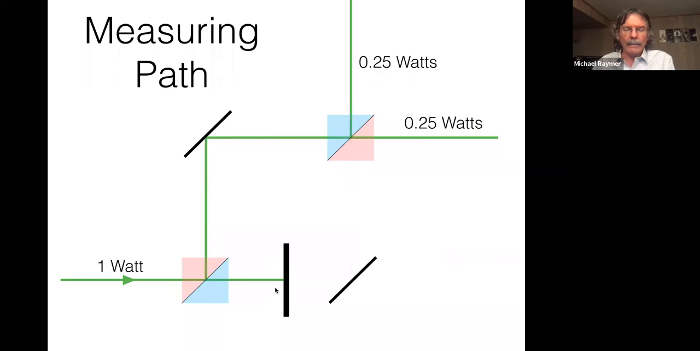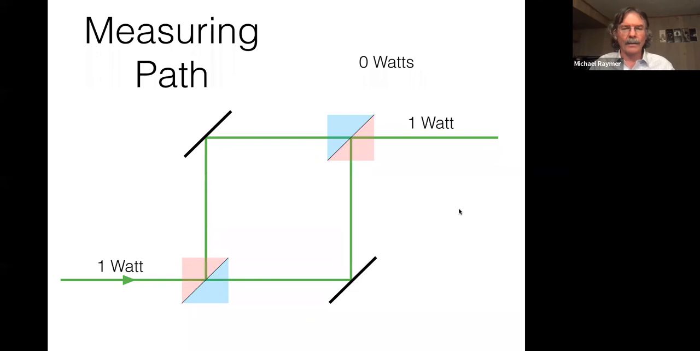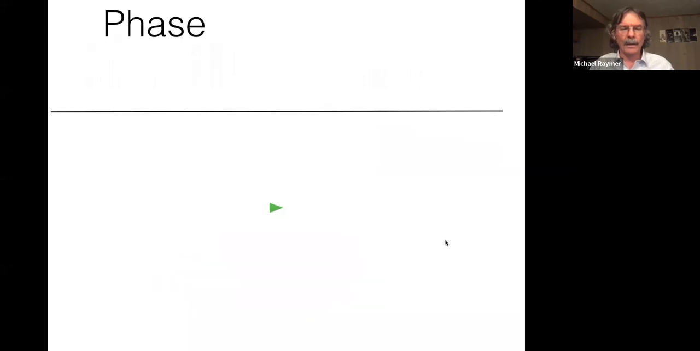And if I block the other beam, then of course I still get 1/2 and 1/2 because I've destroyed the interference. Okay, and we're back to this situation. Let's try to understand this in more detail in terms of phase.